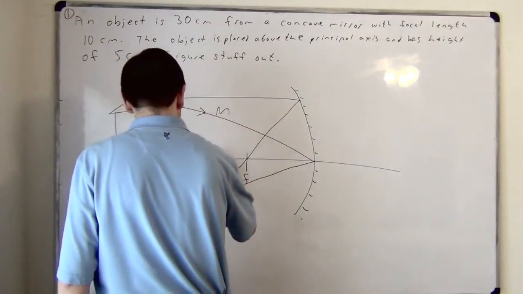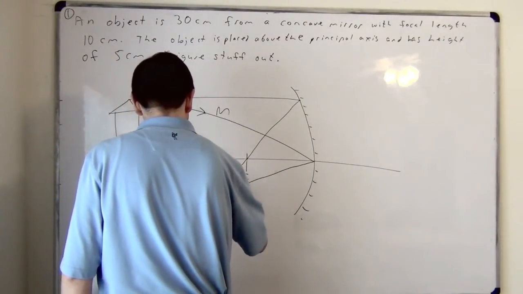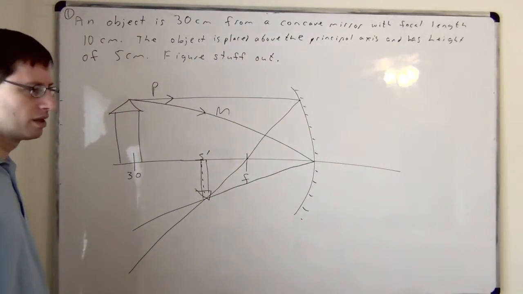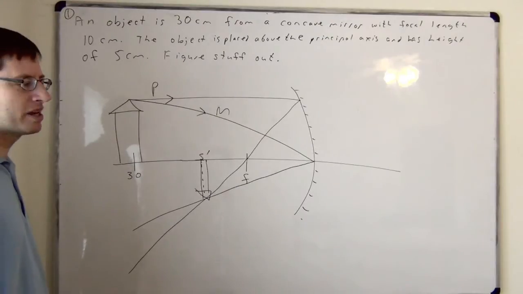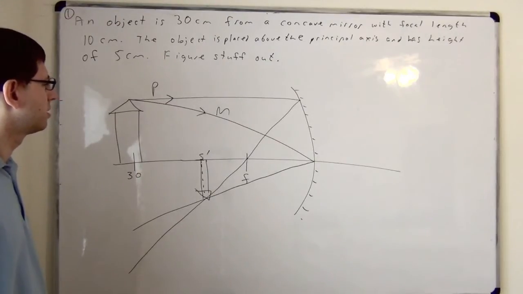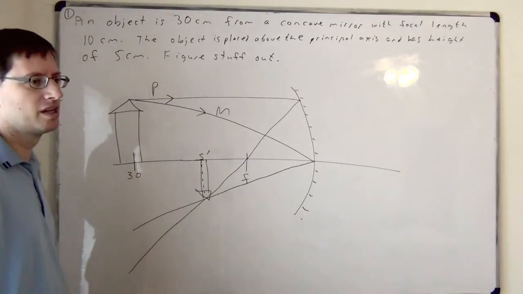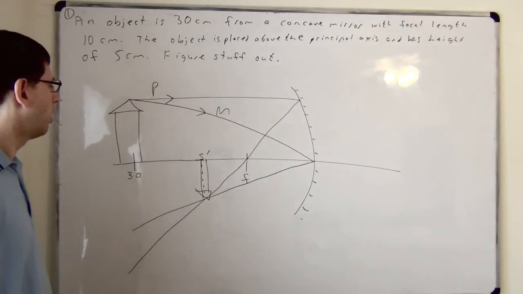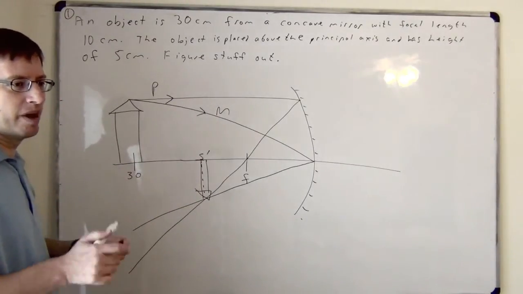So here we would draw the image. Does this match our prediction? Yeah. From the math? How so? Because we knew that H prime was negative, so it had to be inverted. And we knew it was smaller. And it did kind of come out smaller. Also, it came out real. And it came out inverted.